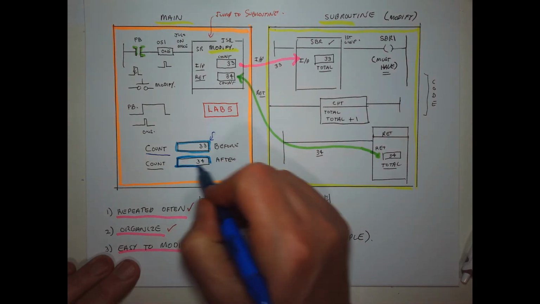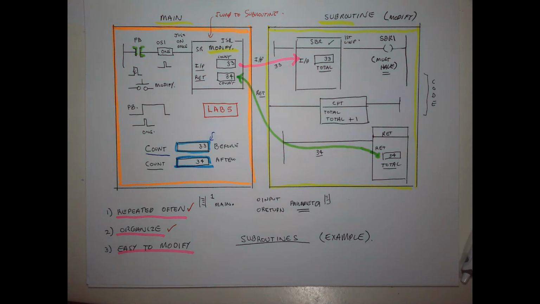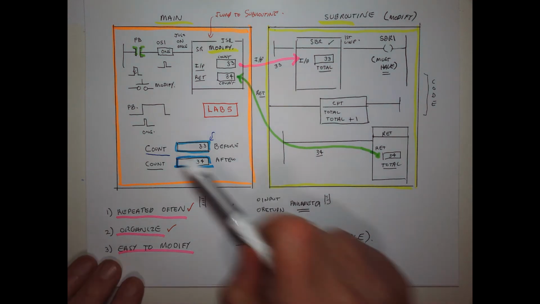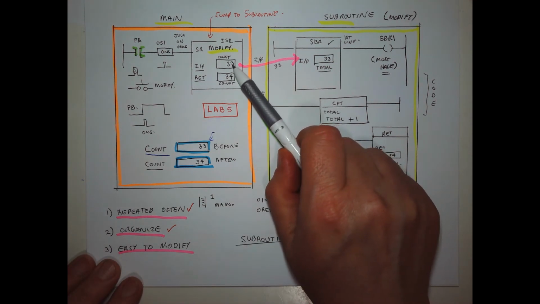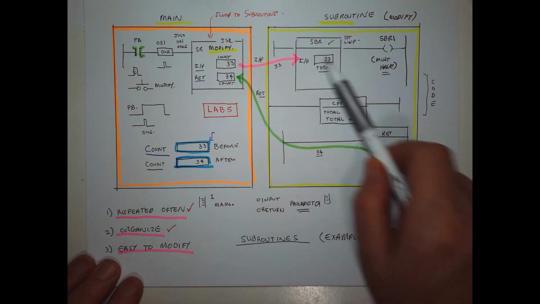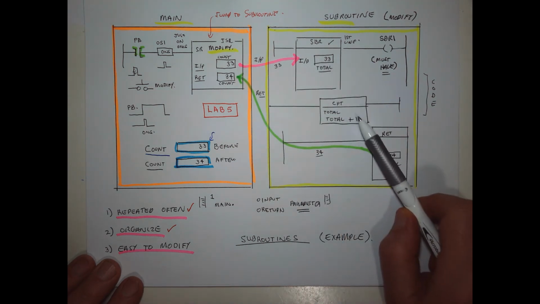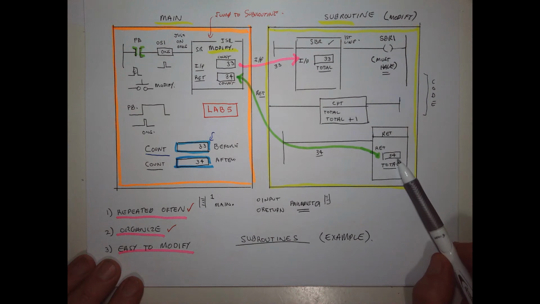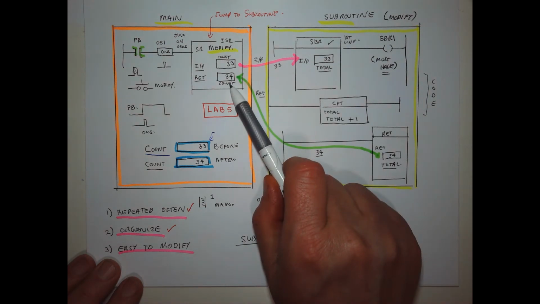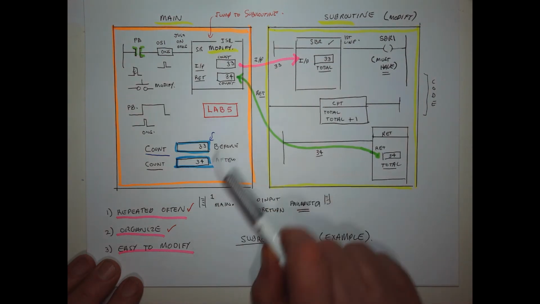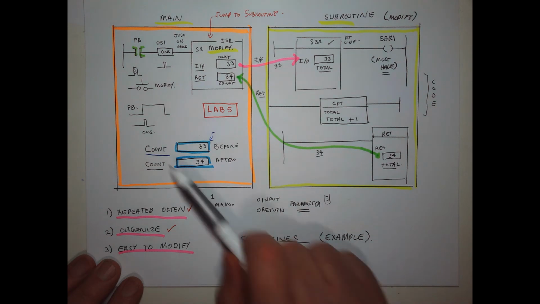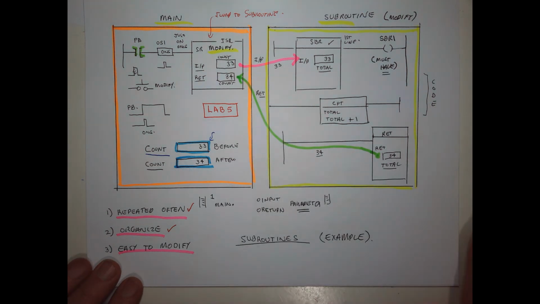And what will happen if I press that modify push button again? Well, this will now be 34. 34 gets moved into here. 1 is added to it, making it 35. 35 gets returned back to here. And after the execution, this is now 35. And it gets repeated over and over again.